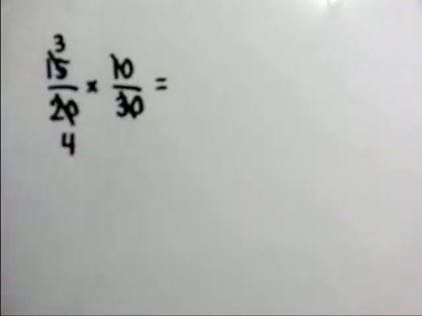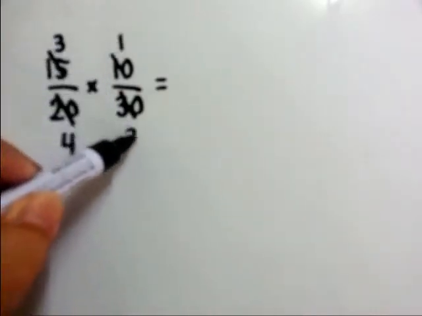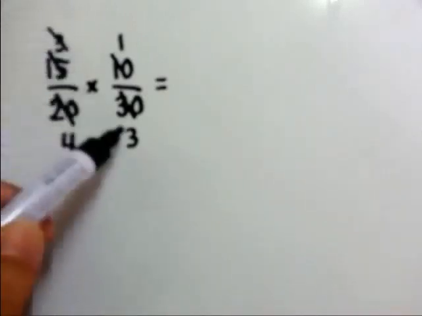10 and 30 are divisible by 10. 10 divided by 10 equals 1. 30 divided by 10 equals 3. And so we have 1/3. Now we have 3 fourths times 1/3. May pwede pa ba tayong i-cancel? Meron pa. 3 and 3.